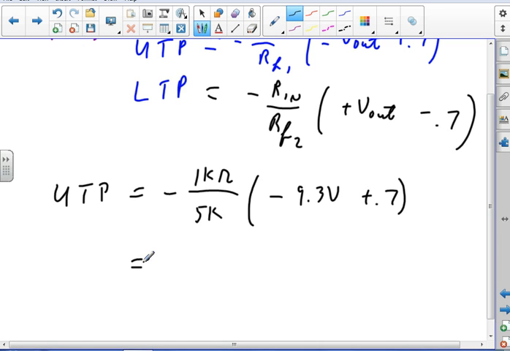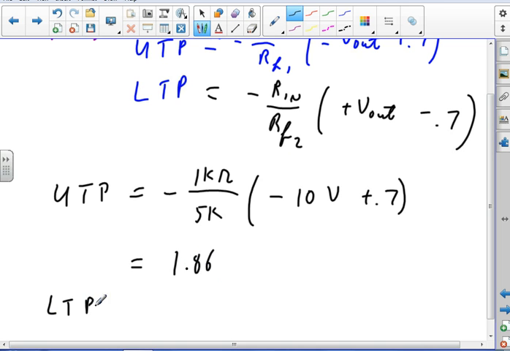Okay, so I got 1/5 times 10. No, that's not 10. Oh, never mind. Make this a 10. All right, that's better. 1/5 times 9.3. Upper trip point 1.86.